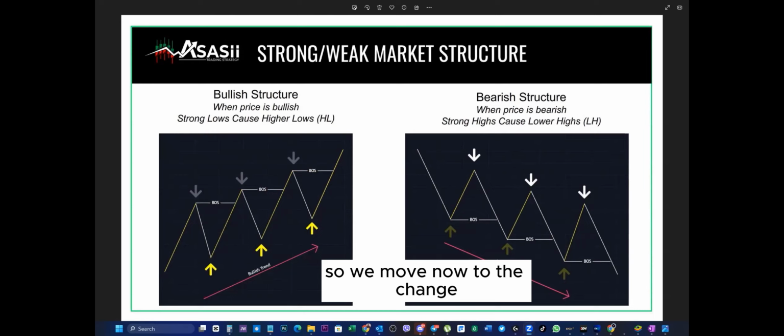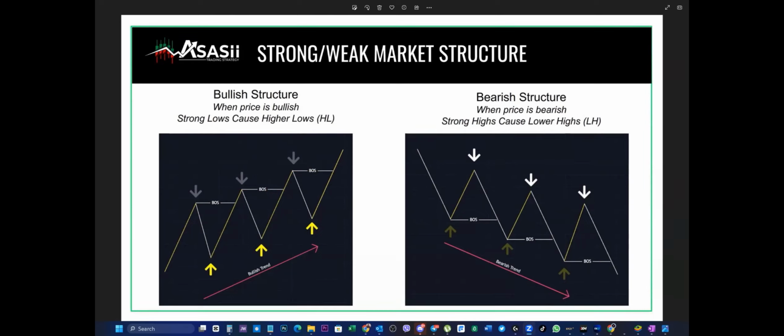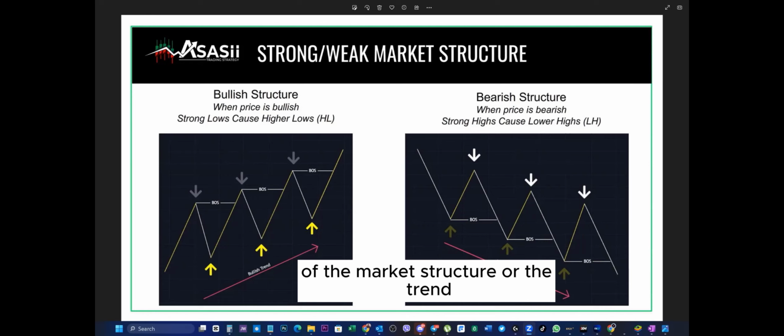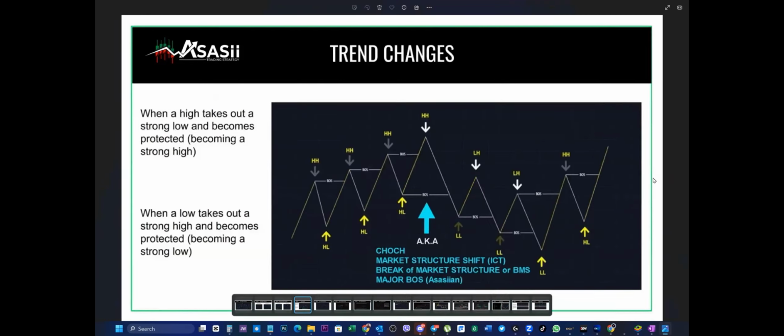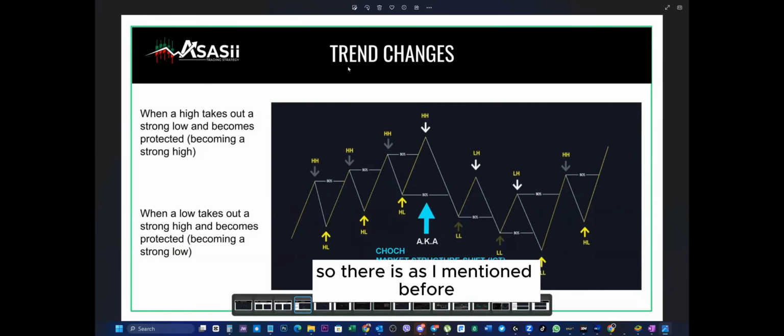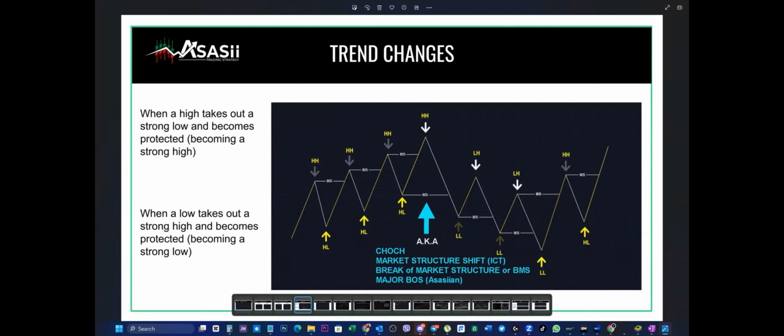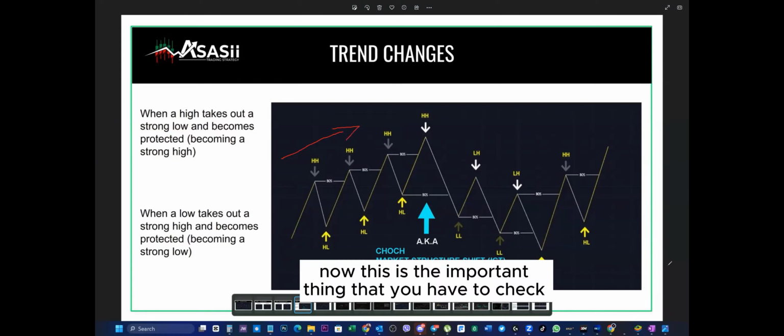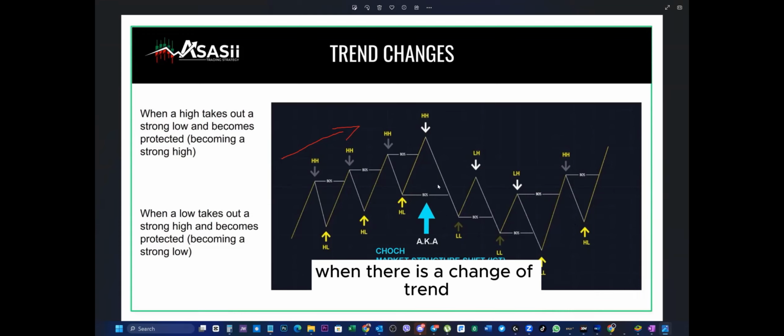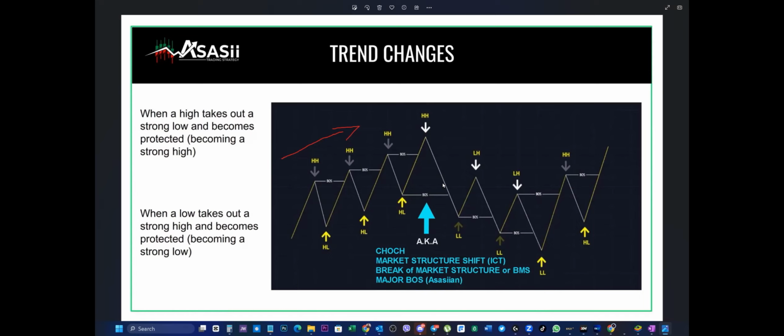So we move now to the change of the market structure or the trend. As I mentioned before, we have a bullish trend. Now, this is the important thing that you have to check when there is a change of trend. This is important for us in this short video or short course. Ano ba yon? Yung trend change.